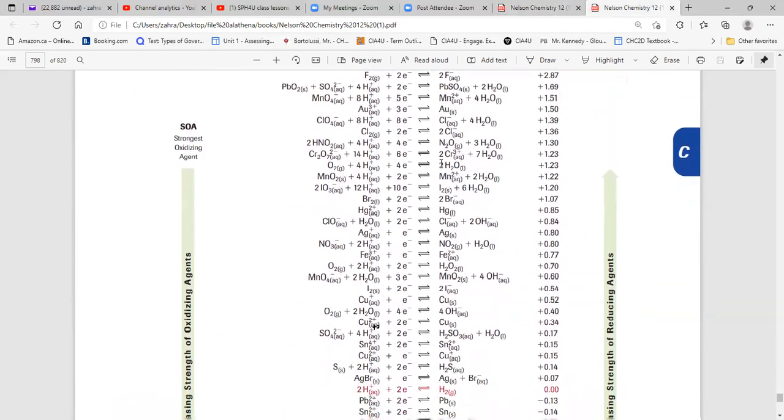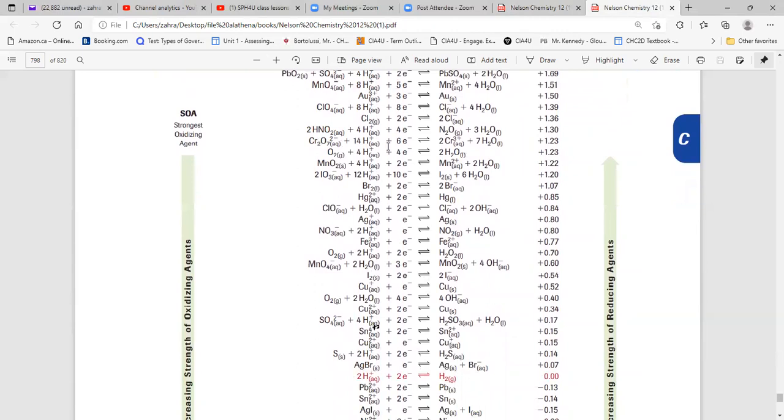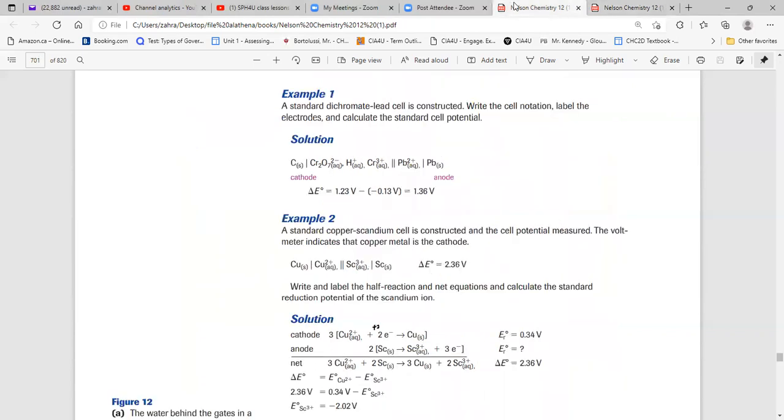So this is Cr. And where is the Pb? Pb is here. Of course, the dichromate is going to be your cathode, and the Pb is going to be your anode. So cathode minus anode. So what is the value? It is 1.23 minus negative 0.13, and this will be your change, the potential difference.